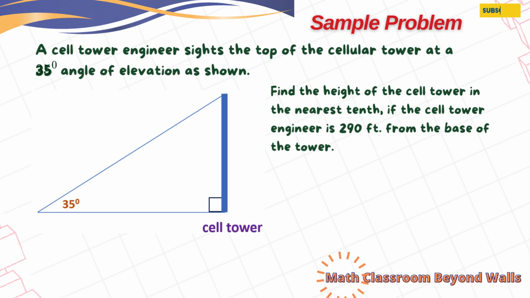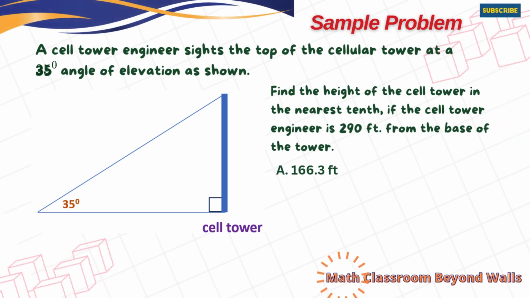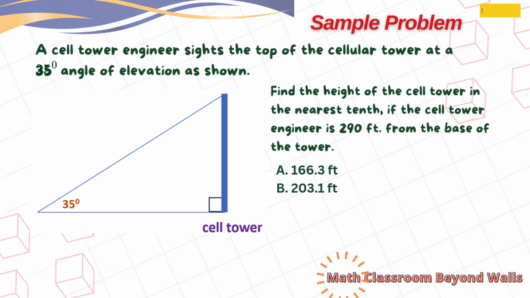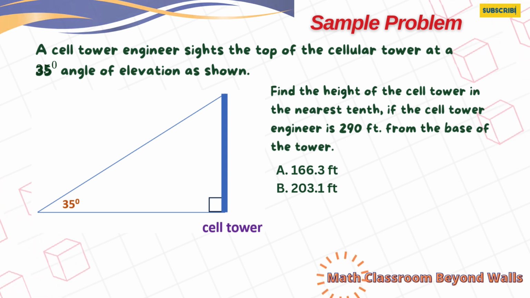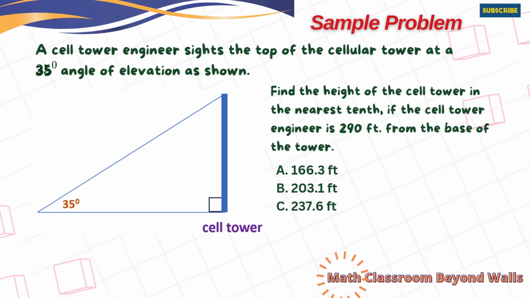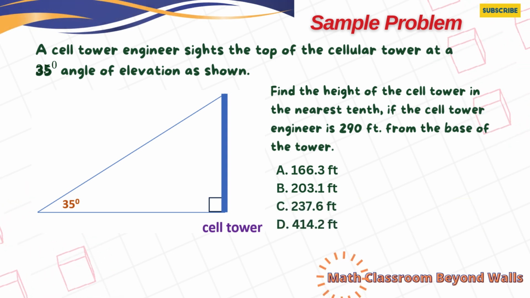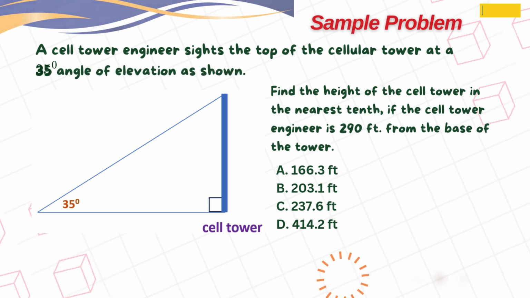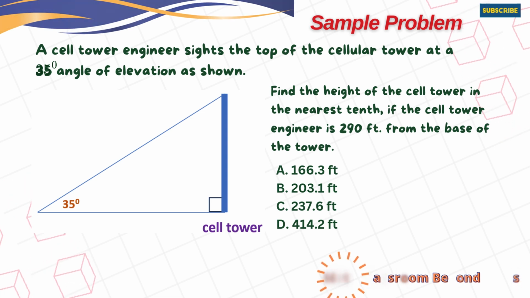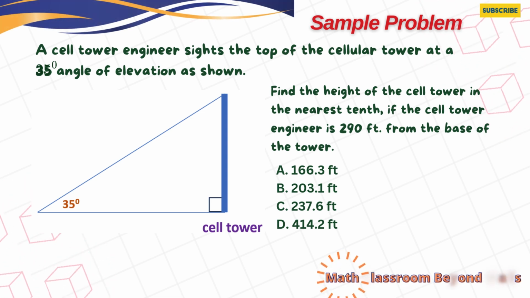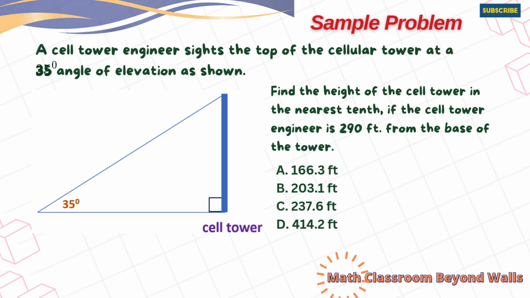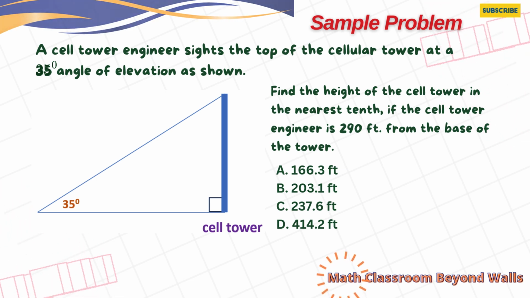Options are A, 166.3 feet, option B, 203.1 feet, option C, 237.6 feet, option D, 414.2 feet. As usual, we begin by reading the whole problem and may read it several times when needed to know what we're looking for, to determine what are given, and to figure out how the given information help find what we're looking for. What is asked in the problem, learners?